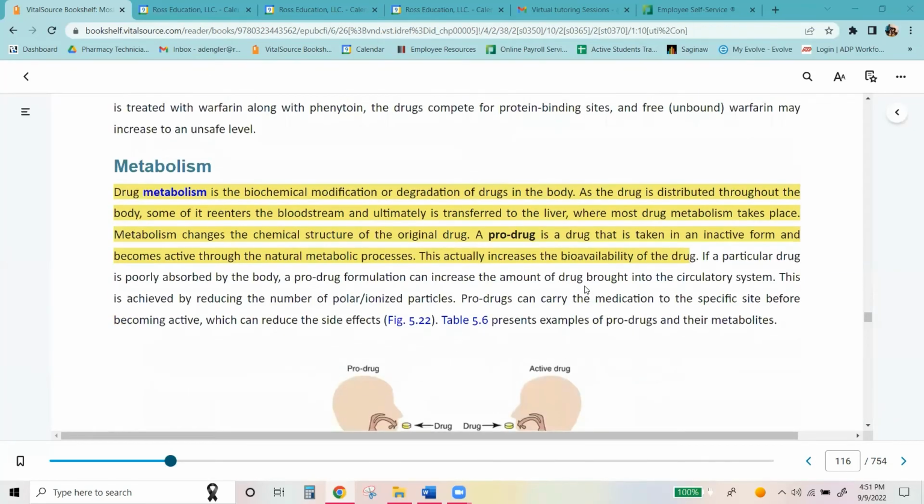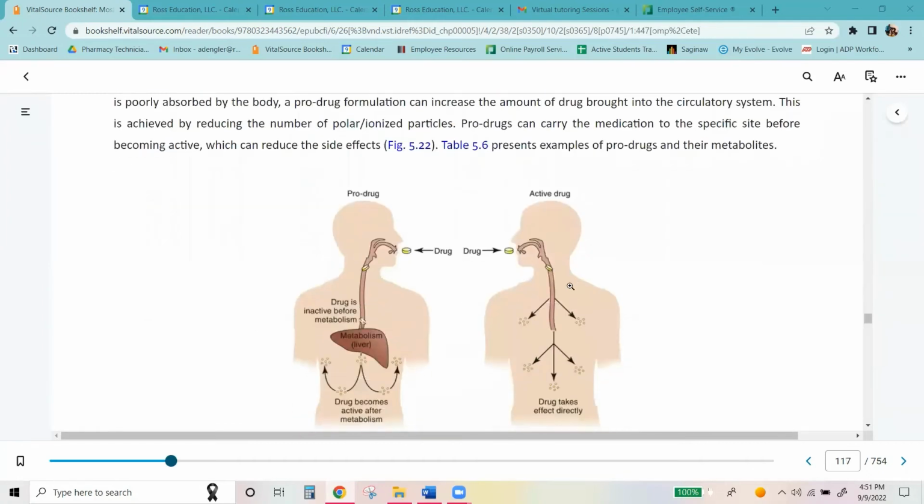Drug metabolism is the biochemical modification or degradation of drugs in the body. As the drug is distributed through the body, some of it re-enters the bloodstream and ultimately is transferred to the liver, where most drug metabolism takes place. Metabolism changes the chemical structure of the original drug. A prodrug is a drug that is taken in an inactive form and becomes active through the natural metabolic processes. This actually increases the bioavailability of the drug.